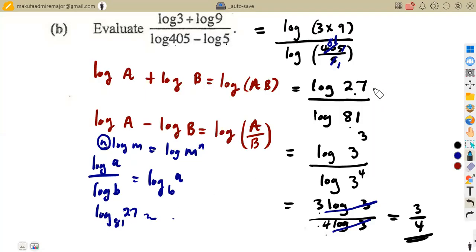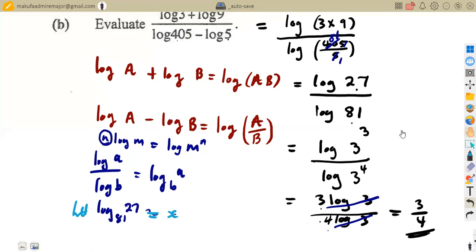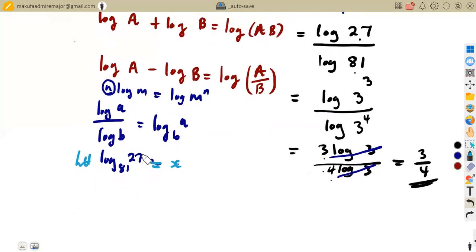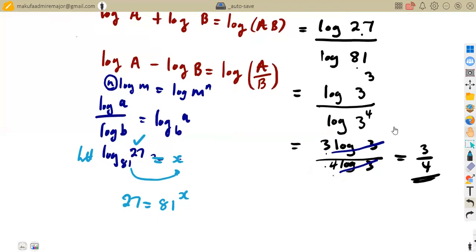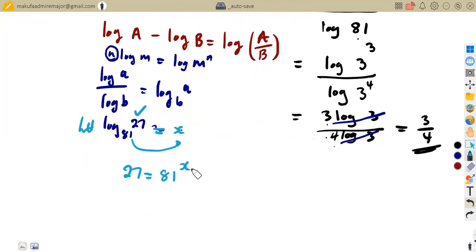Yes. If we were to change this into log 27 base 81, we're going to say let the log of 27 in base 81 be equal to x. So that means we are going to convert this to exponential form. 27, our number, is equal to 81 to the exponent of the answer, which is x. Now we can solve for x from our exponents, our indices, by making the bases the same.